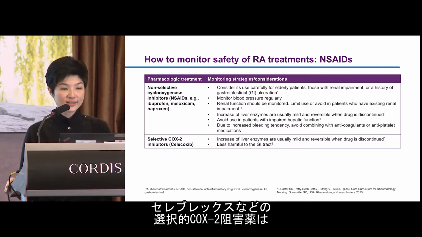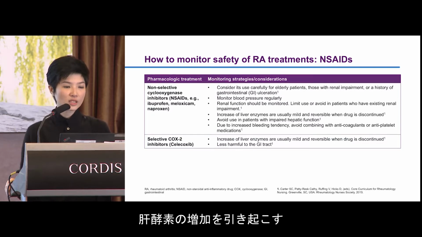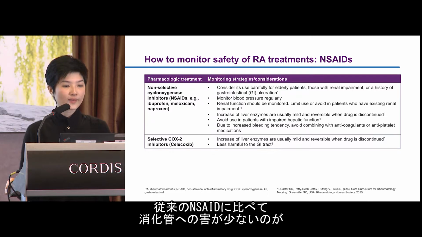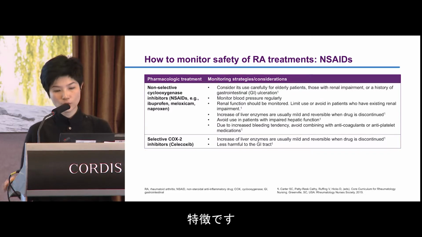So selective COX-2 inhibitors like Celebrex may increase liver enzymes, but it is reversible when the drug is discontinued. And when compared to the traditional NSAIDs, it is less harmful to the GI tract.